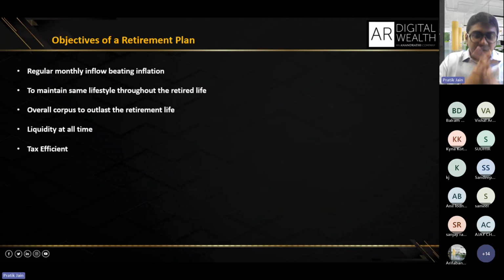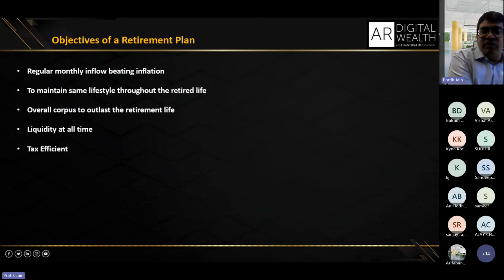So what are the objectives of a retirement plan? Basically, anyone who's planning for his retirement requires monthly inflows every month. And those monthly flows should be able to beat inflation. That is something very critical, because whatever expenses I have today will not be equivalent after 5 years, right? Because inflation adds to whatever expenses I had 5 years ago, my expenses are not the same, right?